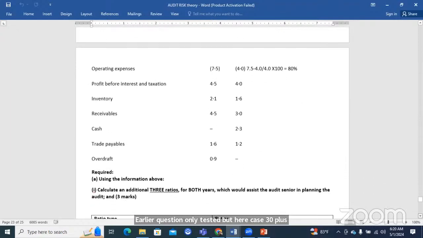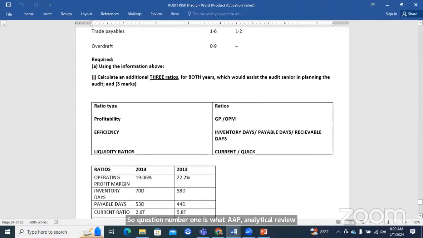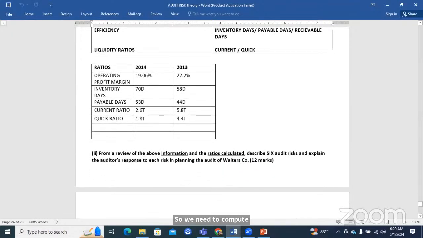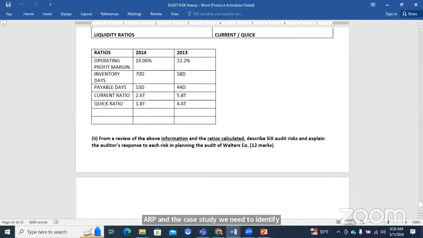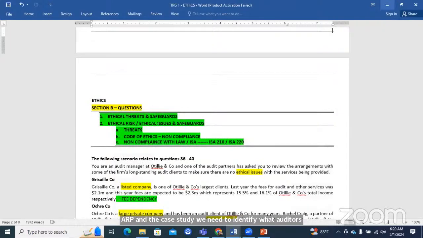And from this you need to identify what? Audit risk. So question number 1 is what? ARP, analytical review procedure. They ask us to calculate what? Ratios. So we need to compute ratios. Then the second question is, see here, information given in the case study plus ratios calculated. From the ARP and the case study, we need to identify what? Audit risk and response to audit risk. These are the two types of questions.